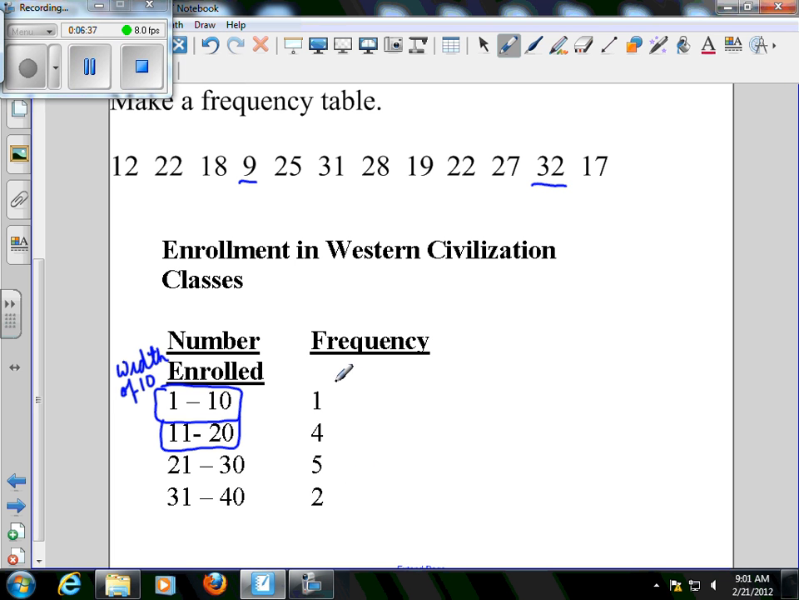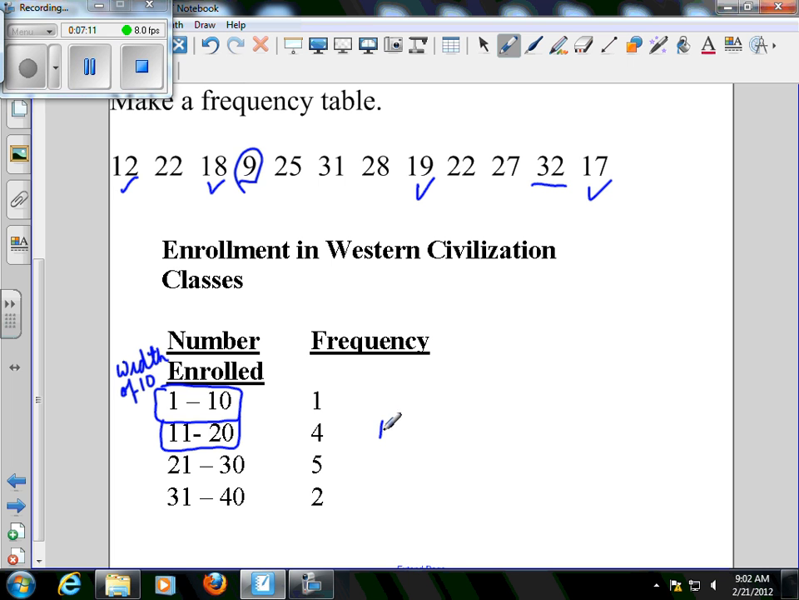Okay, so I'm just going to find out how many students fell into each category, and we're just going to count them up. Let's see, how many classes had a total of between 1 and 10 students? Well, just this 9. So that was 1. From 11 to 20, well, let's see. This 12 would fall into that. 18 would fall into that. 19 and 17. So we've got a total of 4 that fell in there.